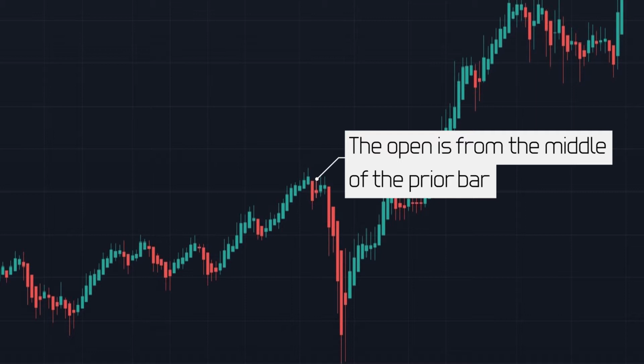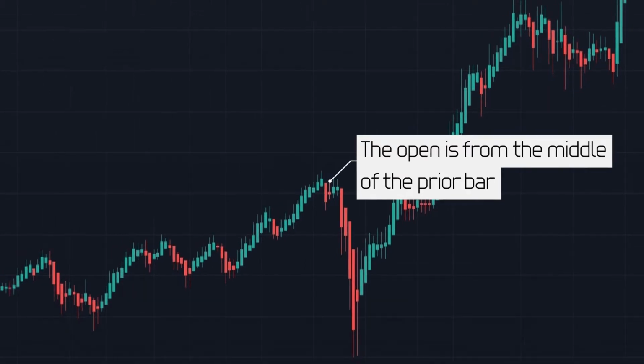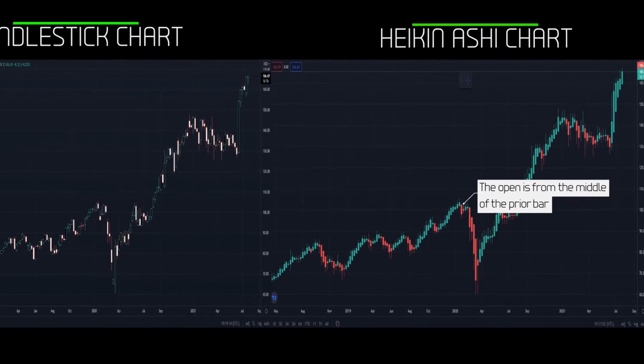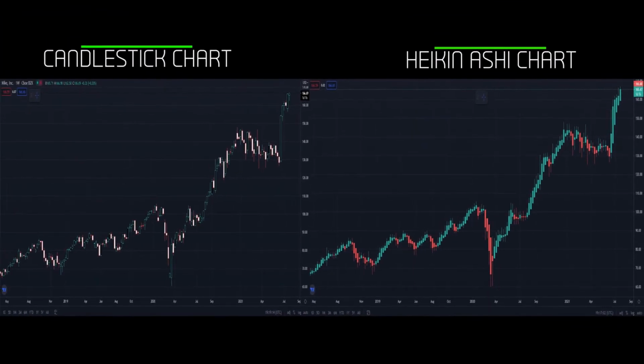Another major difference is the fact that the Heikin Ashi formula includes price information from the past to create the next bar. Much like a normal candlestick, each Heikin Ashi candlestick has an open, close, high, and low. Now we'll go through each of these four parts so we can have a better understanding of Heikin Ashi.